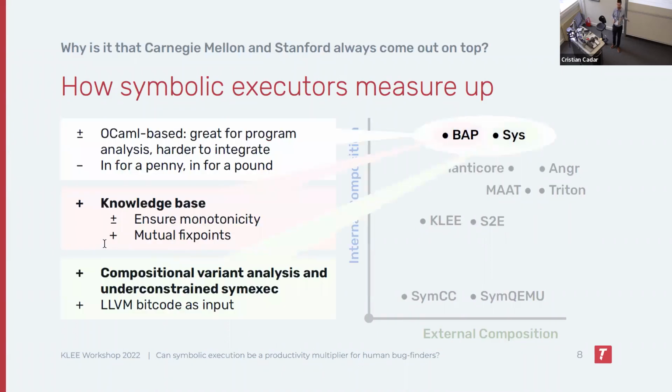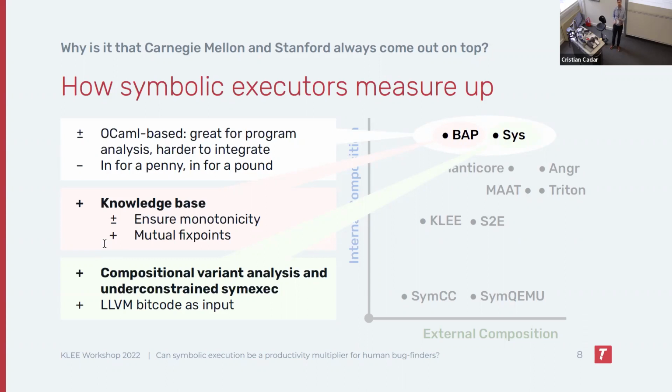So I'm going to go into a few of the tools. Carnegie Mellon and Stanford. You've got BAP and SIS, and I think these are two really interesting tools, and they've got some of the features that I think future symbolic executors should have. BAP has this knowledge base. It's got a persistent representation of knowledge learned throughout a symbolic execution. It's got this concept of mutual fixed points, so that you can derive new knowledge based off of this. I think it's a very powerful feature that's missing elsewhere.